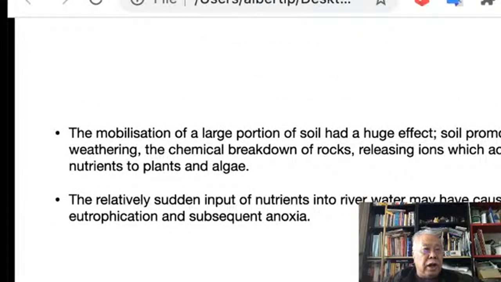The mobilization of a large portion of soil has a huge effect. Soil promotes weathering and chemical breakdown of rocks, releasing ions which act as nutrients, and therefore the plants are extracting a lot of nutrients from the minerals. The relatively sudden input of nutrients into river water may cause subsequent anoxia. A lot of plants, just like what happens today when there are too many nutrients in our water.